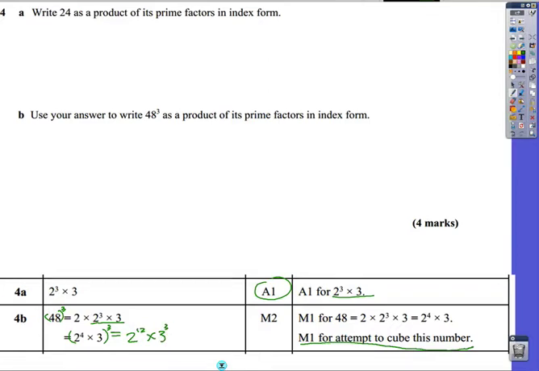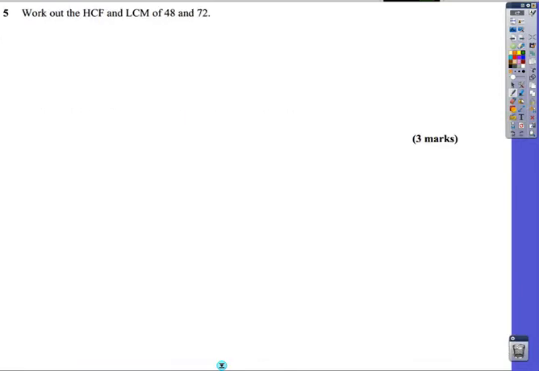Just very impressed marking your books with this question. It shows that you are using your problem solving skills, and very impressed, yeah. Okay, moving on. Question 5. Work out the highest common factor and the lowest common multiple of 48 and 72.